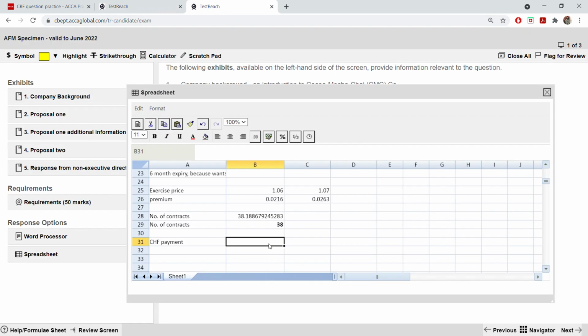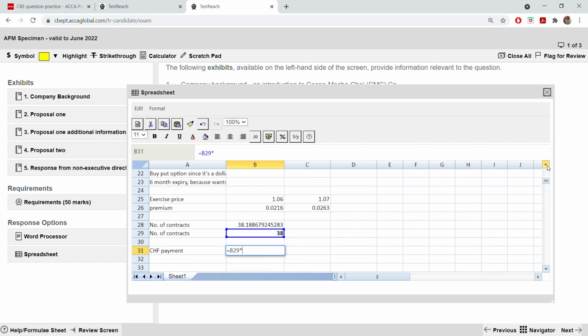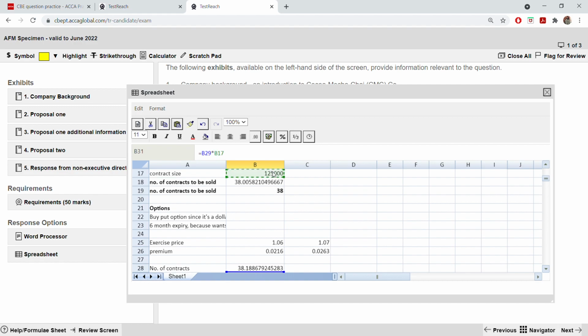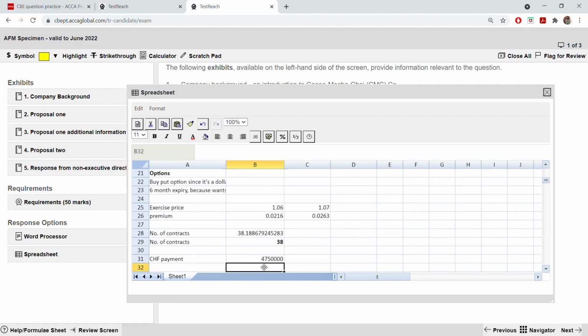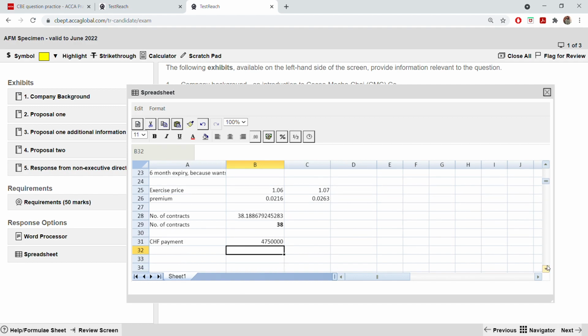Okay, to find that, simply multiply the number of contracts by the contract size. So equal to this multiplied by, because you are taking 38 contracts, the contract size, which is 125,000. Enter. So exactly this much, and this is in Swiss franc. It is not in dollar, because both the number of contracts and the contract size are in Swiss franc. So this is the Swiss franc payment.